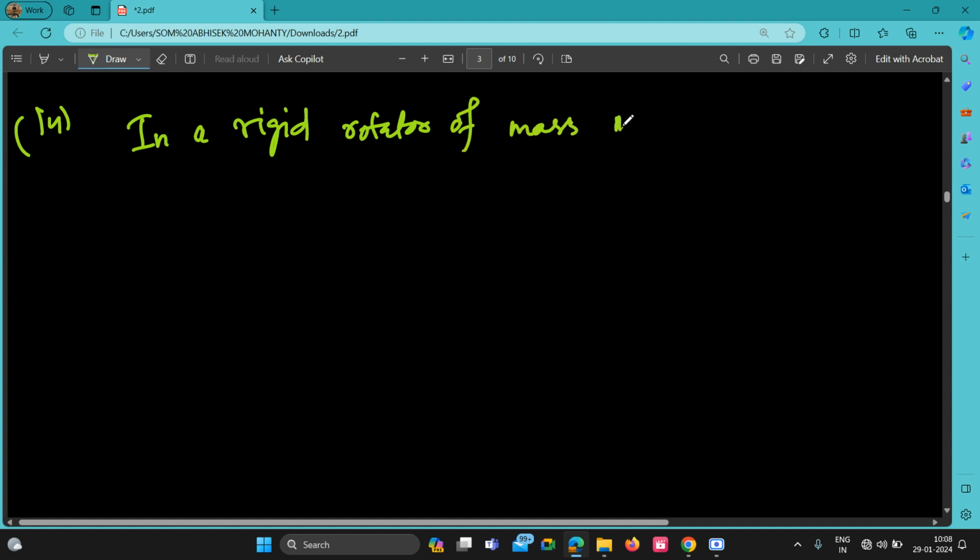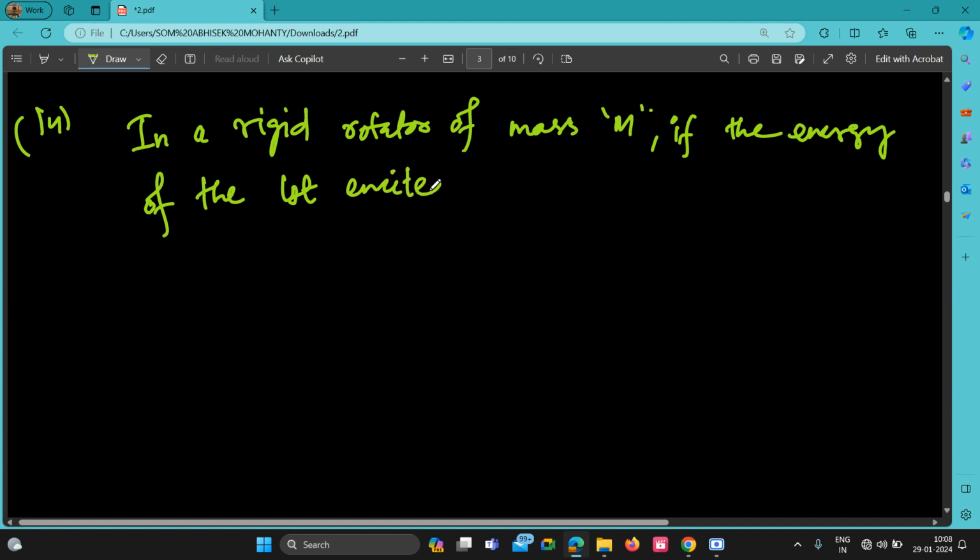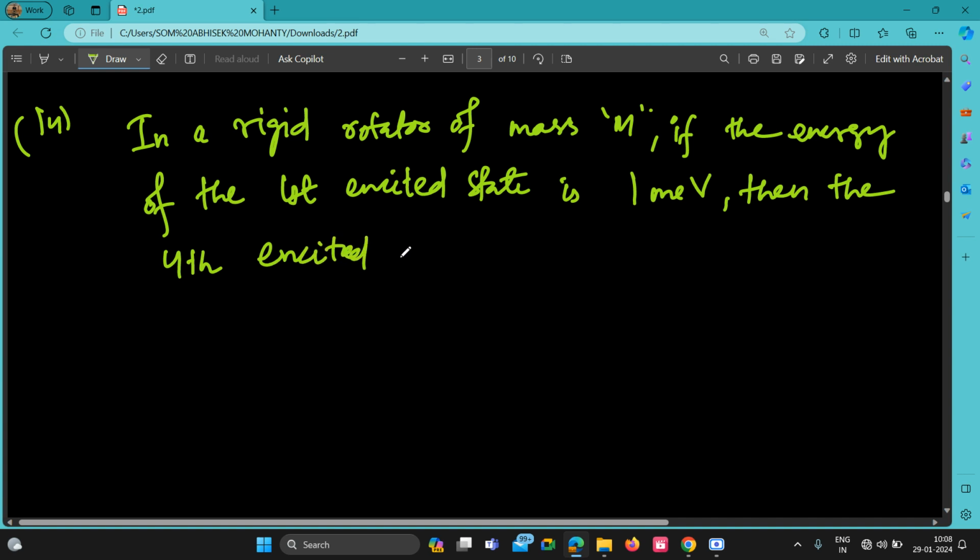Okay, question number 14. In a rigid rotator of mass m, if the energy of the first excited state is 1 millielectron volt, then the fourth excited state energy is what, in millielectron volt?